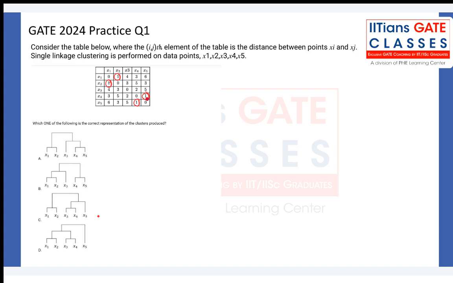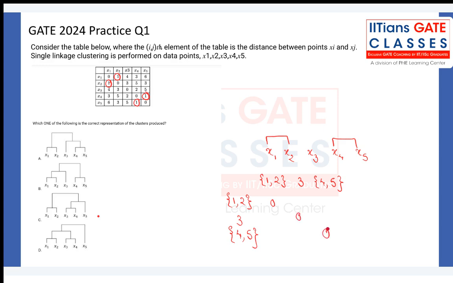So you have your x1, x2, then you have your x3, x4, x5. You merge these two, you merge these two. Now, how does my distance matrix look like? It's 1, 2, 3, 4, 5. Distance of 1, 2 to 1, 2 is 0. Distance of 3 to 3 is 0. Distance of 4, 5 to 4, 5 is 0.